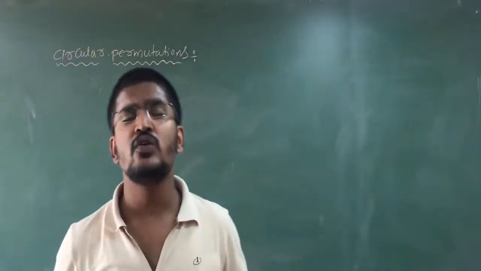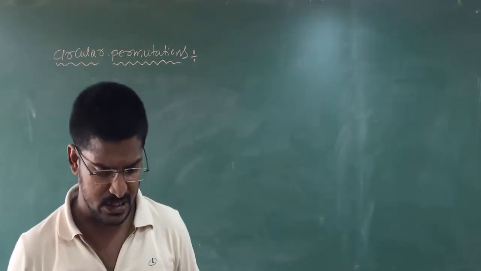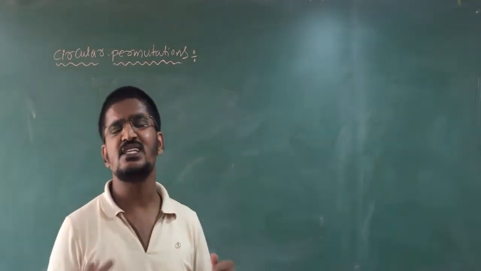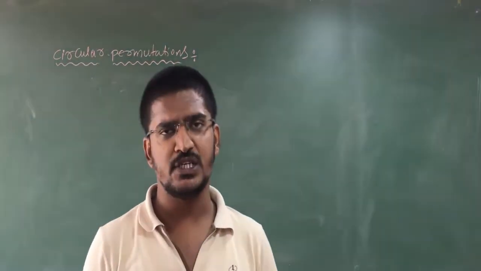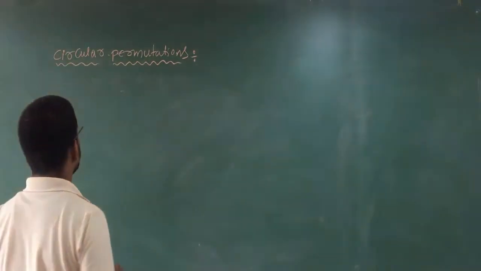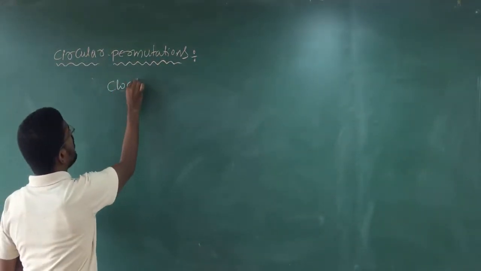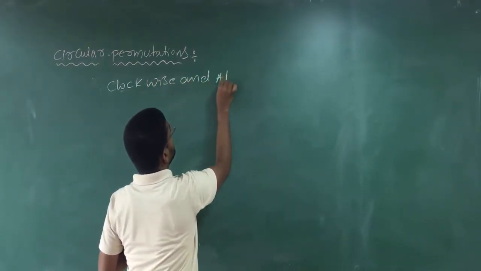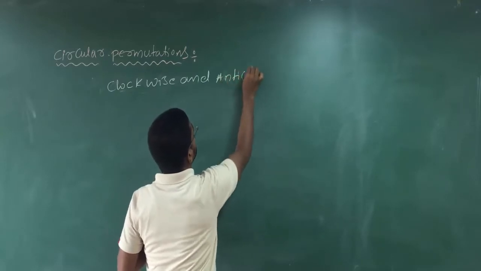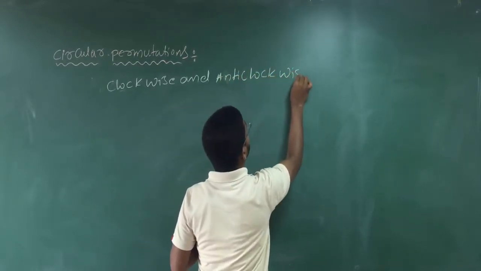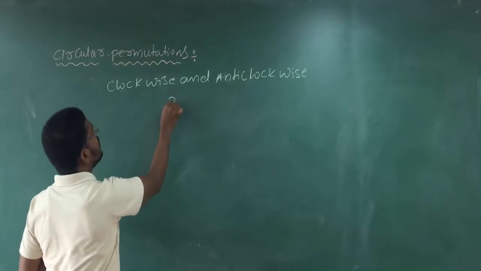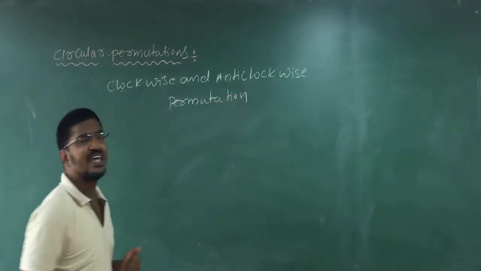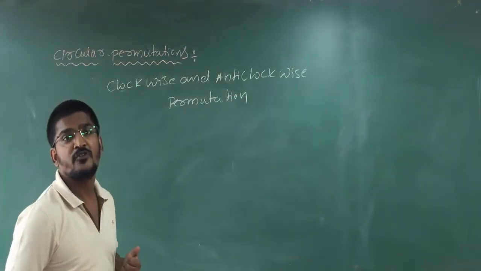Okay students, now you got what is circular permutation. Circular permutation is the arrangement or the selection of any objects in the circular form by fixing one of the objects. So no problem. Now let us look at clockwise and anti-clockwise permutation. What happens in different type of cases?